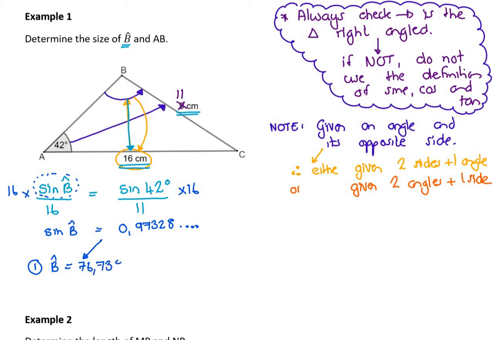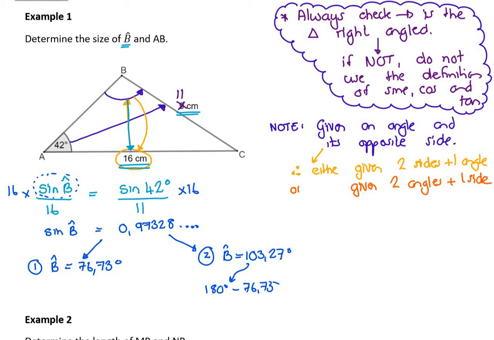76,73 degrees rounded off to two decimal places. But every sine equation has two solutions. So if I do 180 minus that, because that's the second way to solve a sine equation, I get 103,27 degrees. So where does this come from? Just to remind myself, this comes from 180 minus 76,73.